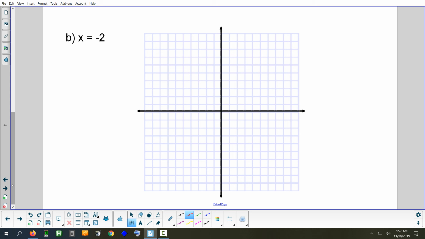You have to go to the left. Okay, go to the left. How many? Twice. Twice, and then put a vertical line right there. Right, this one I'm just going to draw by hand, just like that. So it's a vertical line at -2. That means you went 2 to the left. If it was x equals +2, you would have gone 2 to the right.